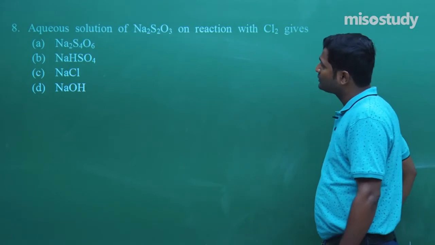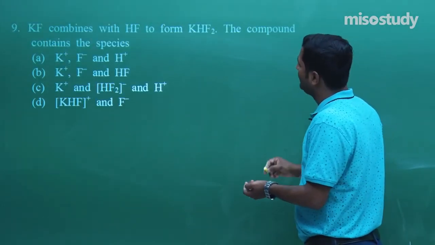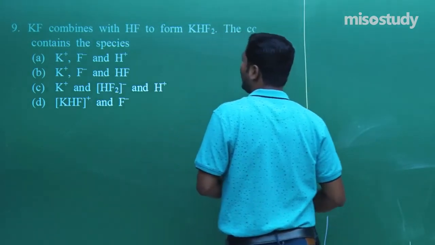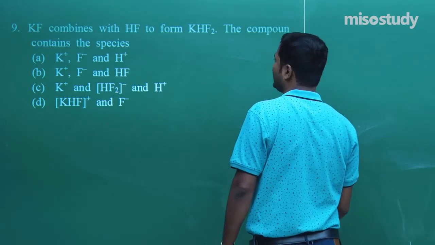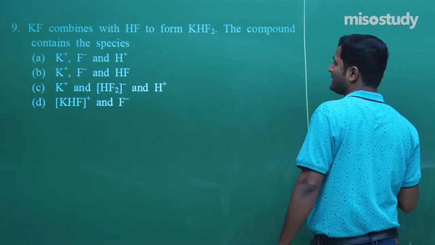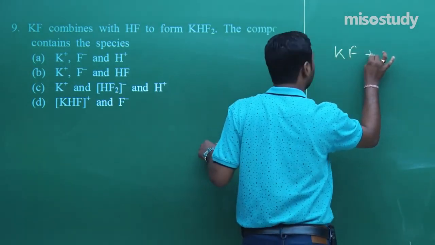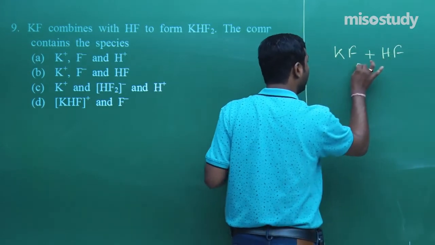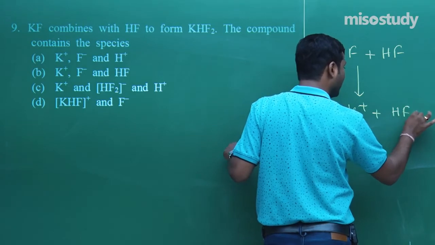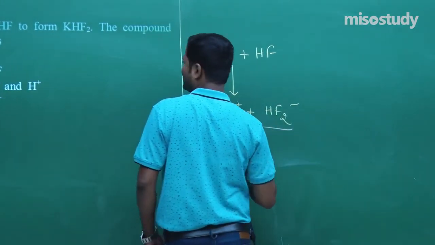Now let's move to question number 9. KF combines with HF to form KHF2. What am I telling? KF combines with HF to form KHF2. The compound contains the species. What will happen? KF combines with HF. It gives you K plus and HF2 minus. This is the combination of K plus and HF2 minus.